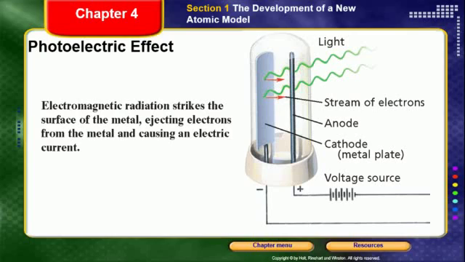So we have this voltage source, we have an anode and a cathode. They're not going to be connected. There's going to be open space in between those two items. But when we shine light on that metal plate, as long as it has a minimum frequency, a minimum energy, it will begin to eject electrons, and those electrons will move towards the anode, completing that circuit and generating an electric current.